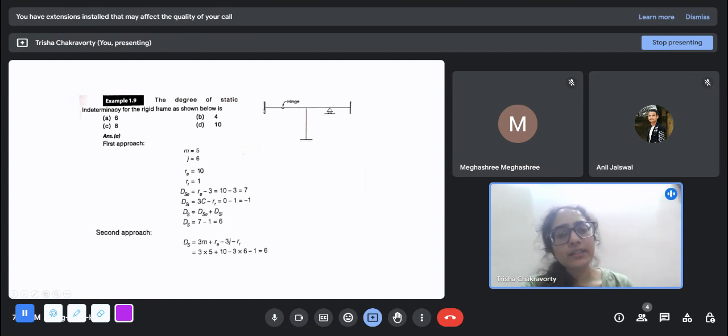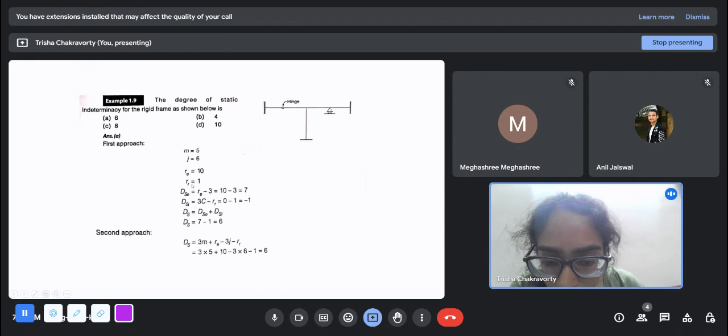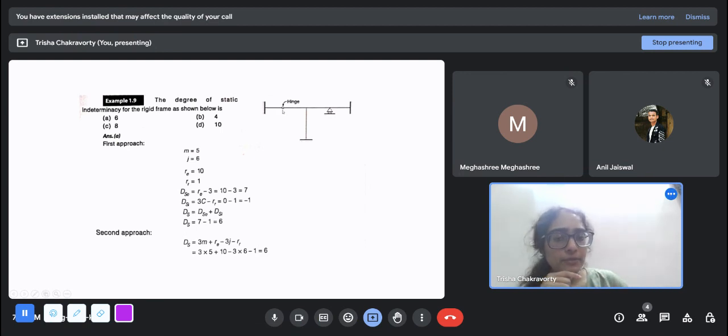And the number of reactions: there are 3 fixed supports in this 2D frame. All the fixed supports give 3 reactions each, and this is a roller support that gives the reaction in this direction. So there are a total of 10 external reactions, and there is also one internal unknown, RR. There is one unknown at the hinge as well, because there will be a load transfer between the hinge. So this RR is 1, and this is basically a frame.